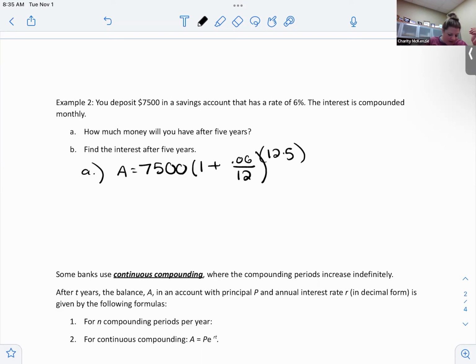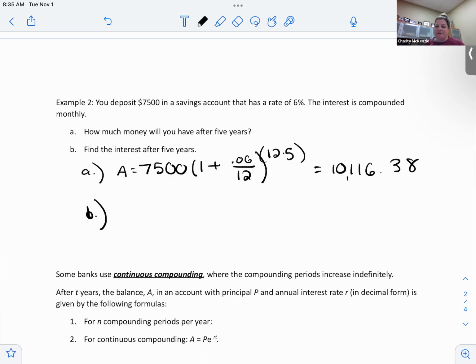So 7,500 in my calculator, parenthesis 1 plus 0.06 divided by 12 to the power of parenthesis 12 times 5. Some of the newer graphing calculators will stay in that exponent spot for you, so you don't need the parenthesis, but the older ones do. And your scientific ones do as well. All right, so at the end of 5 years, I'm going to have $10,116.38.